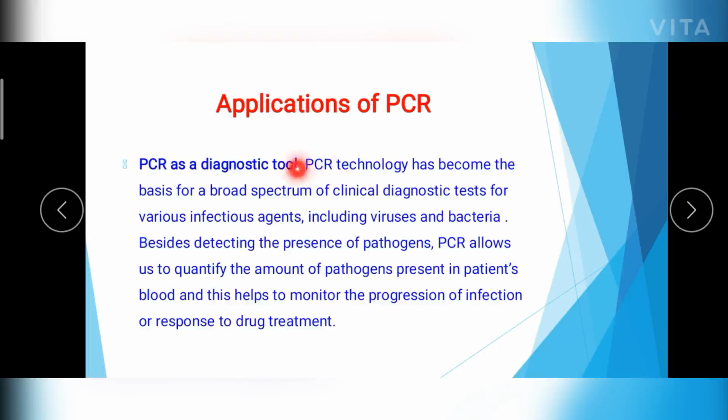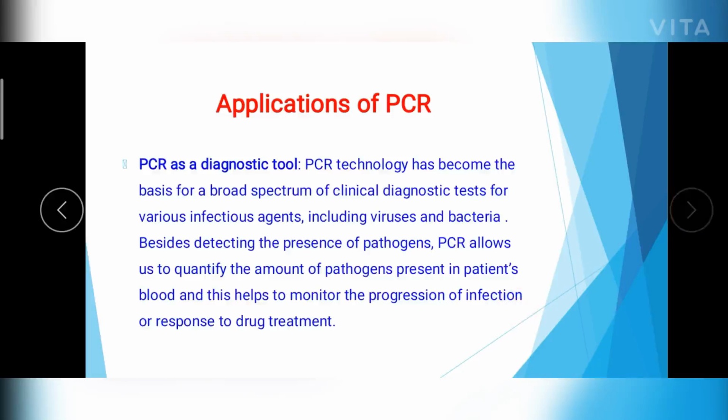Then, PCR is used as a diagnostic tool for detecting bacterial and virus infections. It plays a prominent role. Besides detecting the presence of the pathogen, it also quantifies the amount of pathogen present in the patient's blood, and it helps in monitoring the progression of the infection and how the patient is responding to a particular drug.